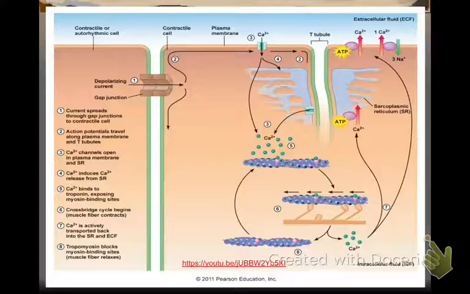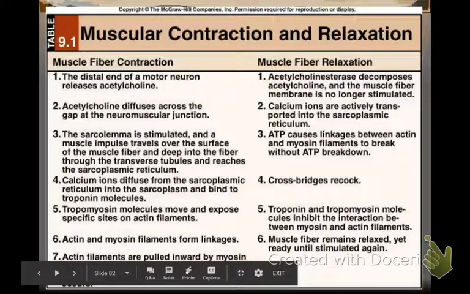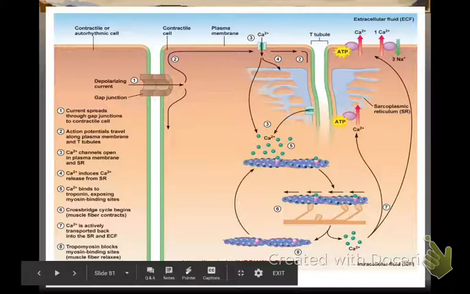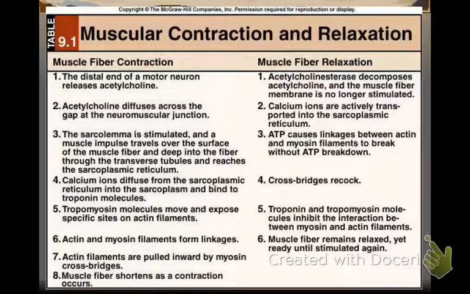So here's another diagram, another picture view of what happens. And then we have it here in words for muscle fiber contraction, and then muscle fiber relaxation. Here's a new term, acetylcholine esterase. This is an enzyme that's going to break down acetylcholine, which stops the wave of contraction, the action potential across the membrane. So then the calcium ions are retaken back into the sarcoplasmic reticulum. ATP comes in and causes the actin-myosin linkages to break.